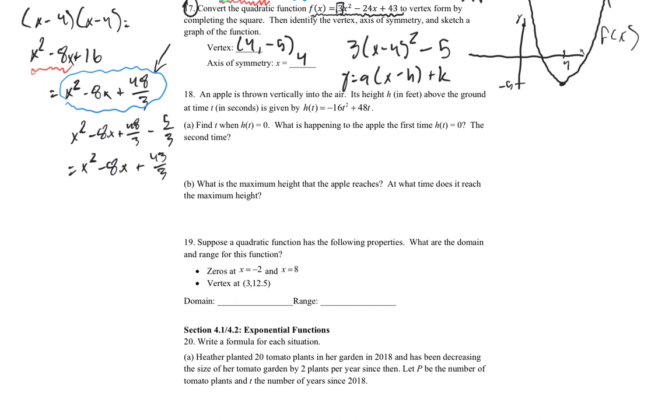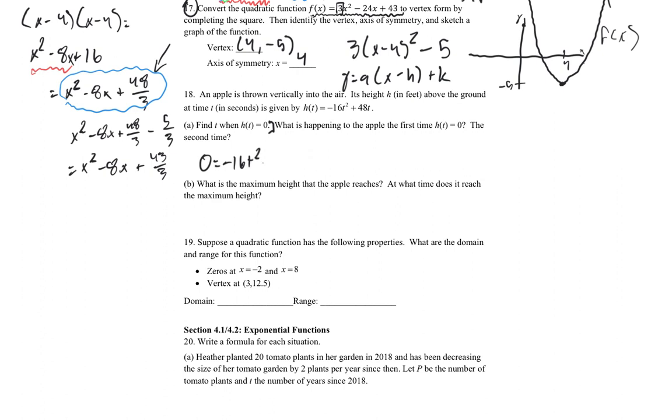On to number 18. An apple is thrown vertically into the air. Its height h in feet above the ground at time t in seconds is given by this function. Find t when h of t equals 0. Let's put the brakes on right there. Let's just start by doing that. That's not so bad, is it, right? So anyway, that means we just set h of t equal to 0, right?